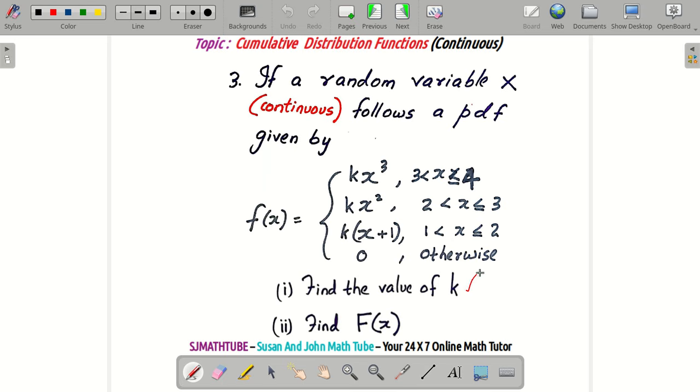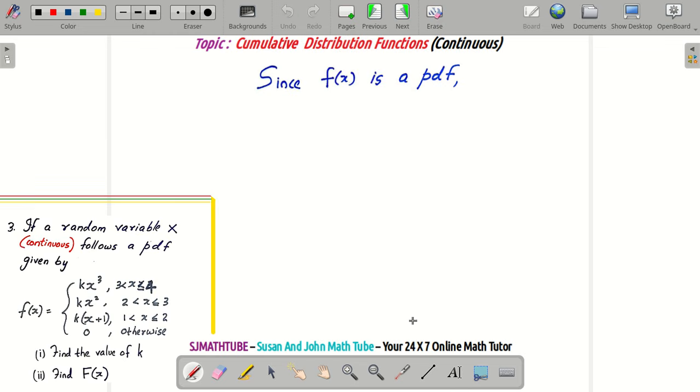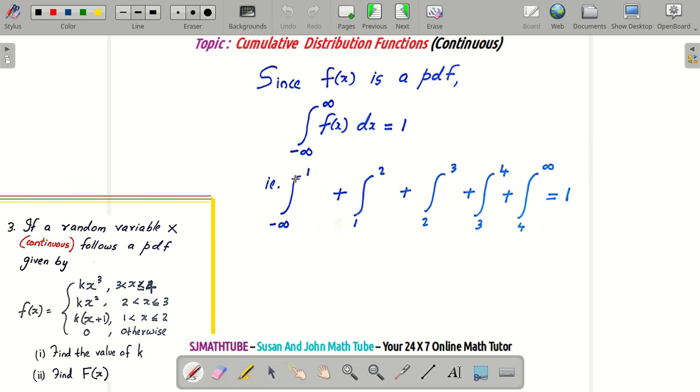So, as expected, the first question is find the value of k. And the second one, capital F of x, and that is our cumulative distribution function, or simply the distribution function. So I have the question right here. As usual, it's a PDF, and PDF means if you add from minus infinity to infinity, the value will be 1. Now I'm going to split the integral from minus infinity to 1, and then 1 to 2, and then 2 to 3, and then 3 to 4, and then you get something like this.